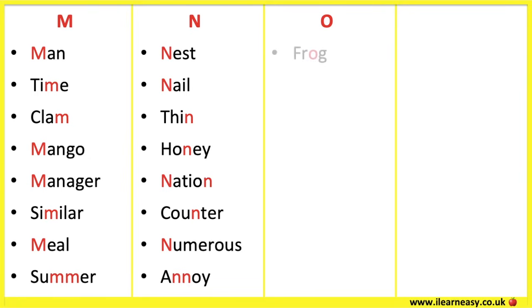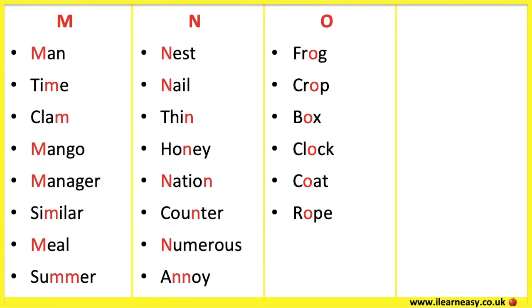For example, frog, crop, box, clock. The letter O can also make the long O sound. For example, coat, rope, stroke, pool. The double letters make a one-letter sound. Pool. The letter P makes a P sound.